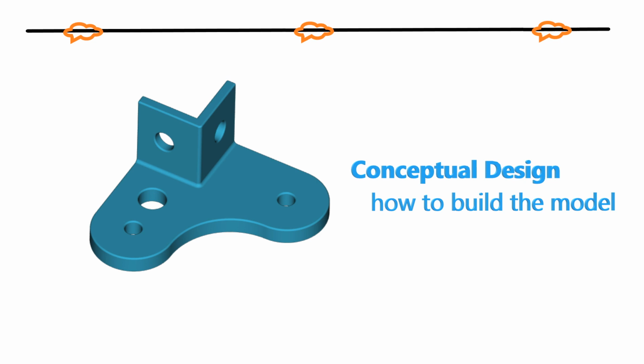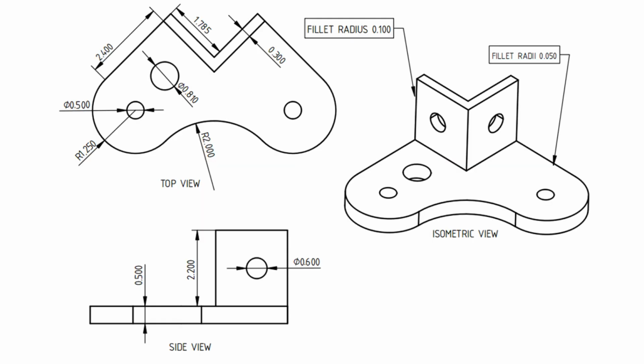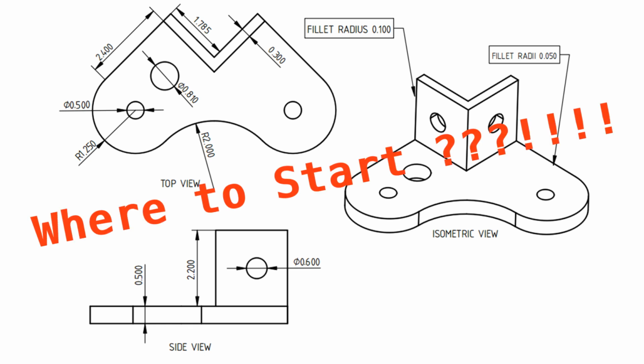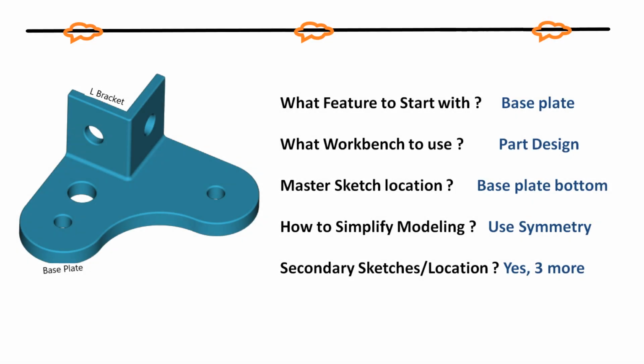So, what is this conceptual stage? Let's say you are given a sketch or drawing of a bracket, something like shown here. Now, how do you start this model? As a beginner, this will be a little bit intimidating. So, I'm going to walk you through a simple set of questions quickly to plan the model building process, and then we will start modeling.